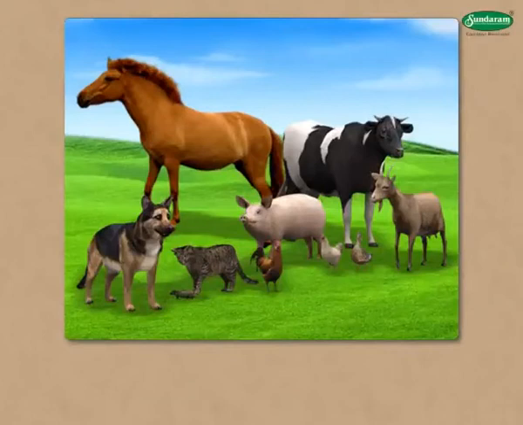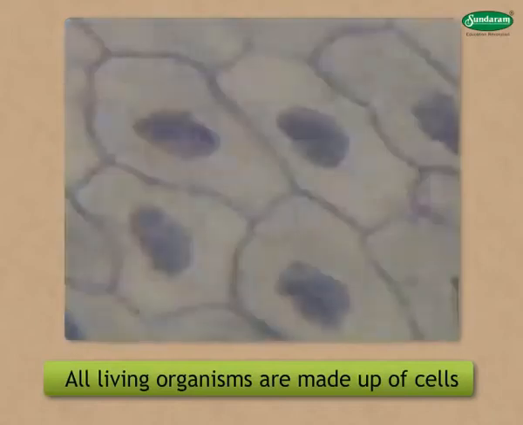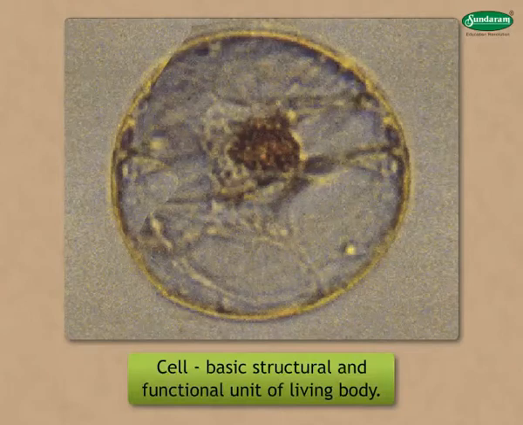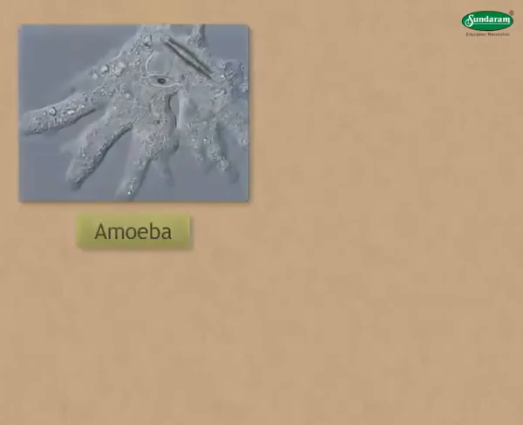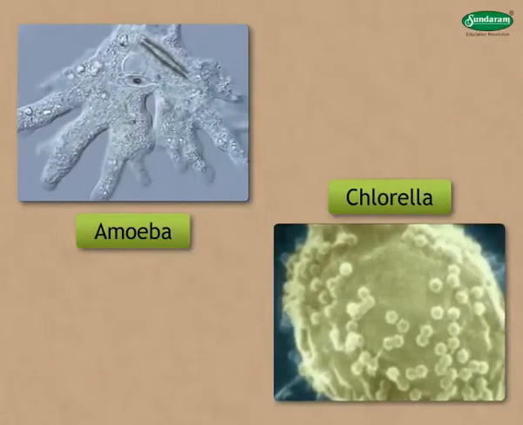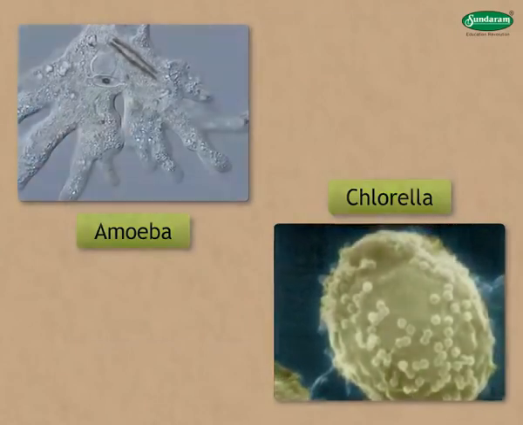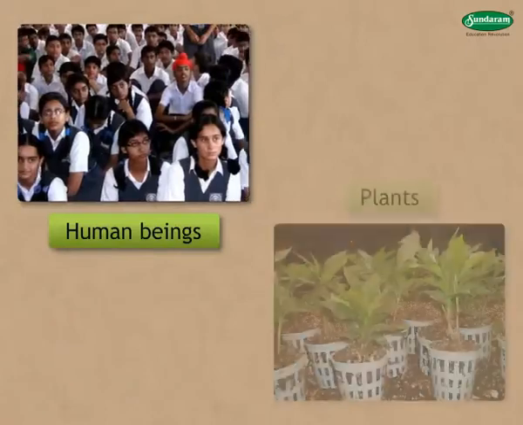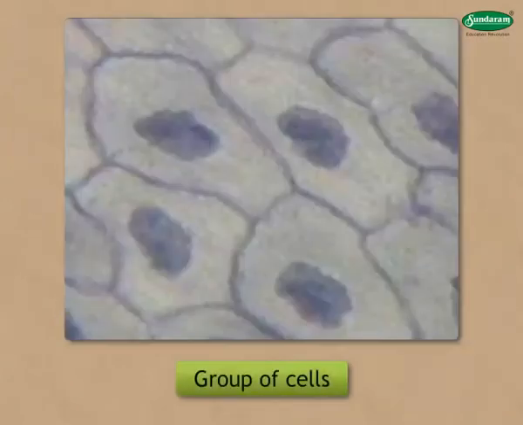Students, you are aware that all living organisms are made up of cells. Cell is the basic structural and functional unit of living body. There are some unicellular organisms like amoeba, chlorella, in which a single cell performs all functions. In multicellular organisms, for example in human beings and plants, functions are performed by a group of cells.